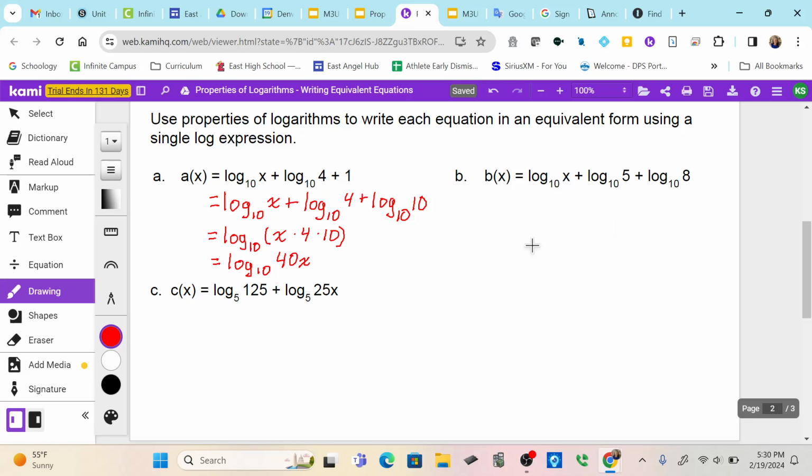Let's take a look at b. With function b of x, everything is written as log base 10, so we can go ahead and use the product rule because they're all connected by addition again, and write this as log base 10 of x times 5 times 8, and then simplify so that we have log base 10 of 5 times 8 is 40 x.